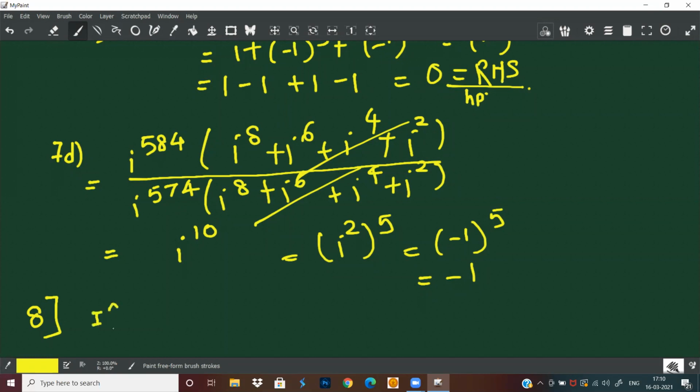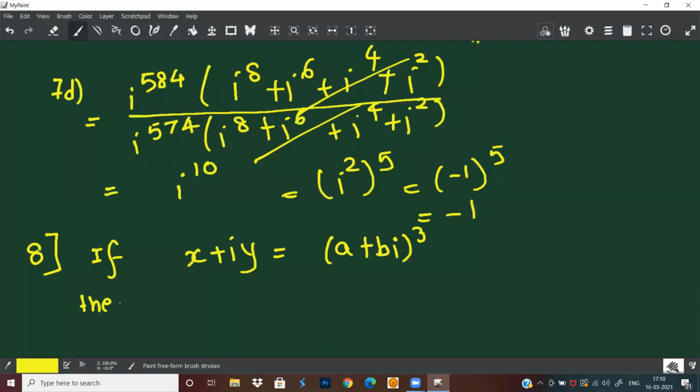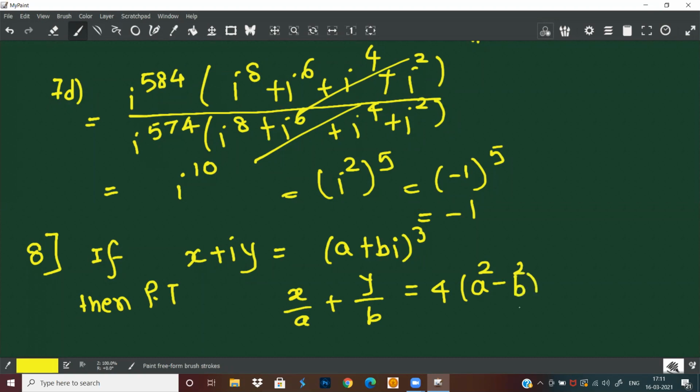If x plus iy is a plus bi the whole cube, then prove that x upon a plus y upon b is 4 into a. Ashwath, very good. You are saying you got all right. ये prove करना है अपने को.